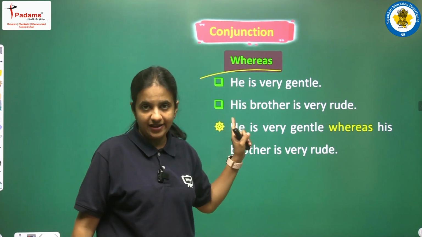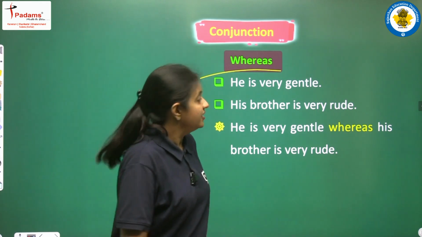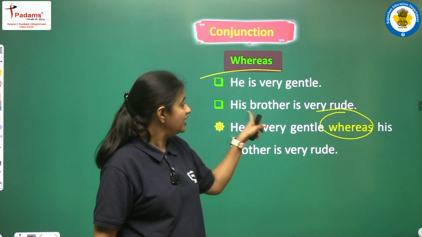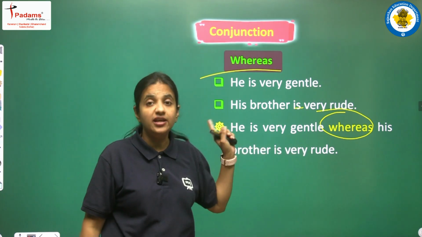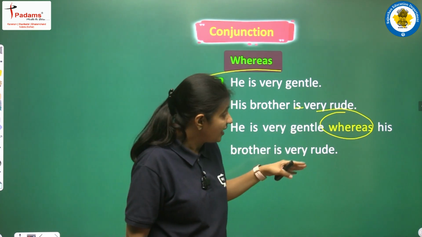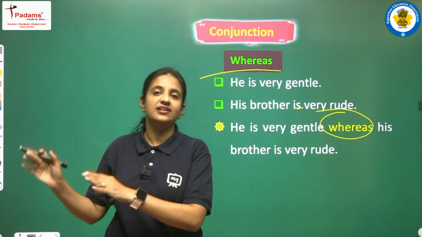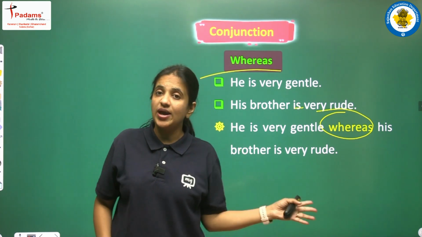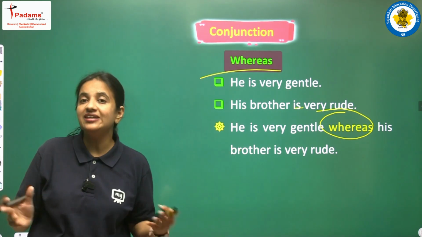So we have to use whereas. First of all, we write the first sentence as it is, that is, he is very gentle. Next, after the first sentence we use the conjunction whereas. After whereas, the second sentence stays as it is: his brother is very rude. In this manner the complete sentence will be: He is very gentle whereas his brother is very rude. Here we are trying to show that he is very gentle, just like a gentleman, he is very kind, whereas his brother is unkind and very rude. So yes, they are brothers but they have totally different natures.